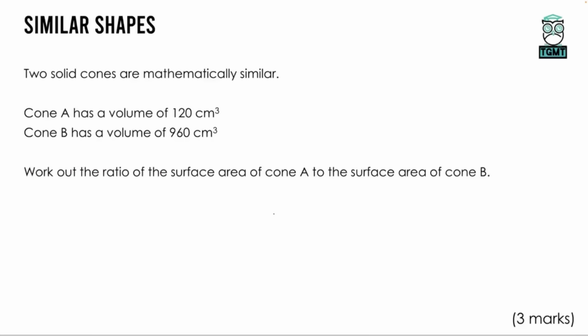We have some similar shapes now. It says here two solid cones are mathematically similar. Cone A has a volume of 120, cone B has a volume of 960. Work out the ratio of the surface area of cone A to the surface area of cone B. Now there's a couple of different ways that we can look at this. We can just write this as a ratio straight away. A to B would be 120 to 960.